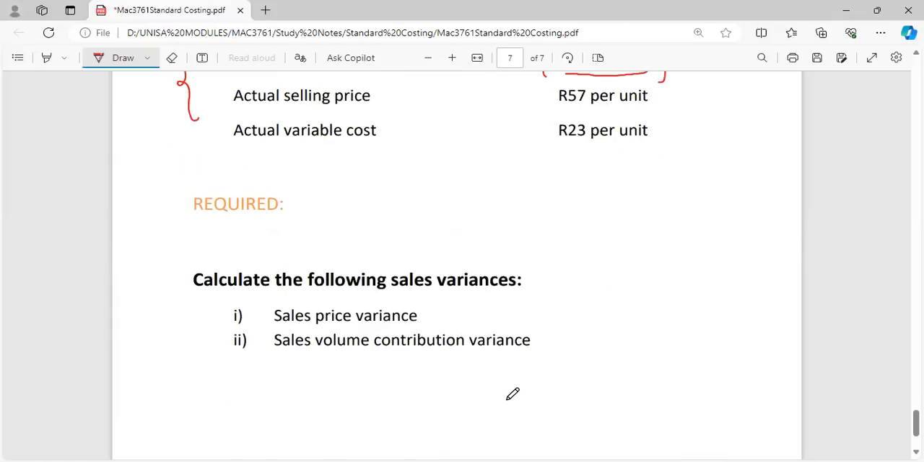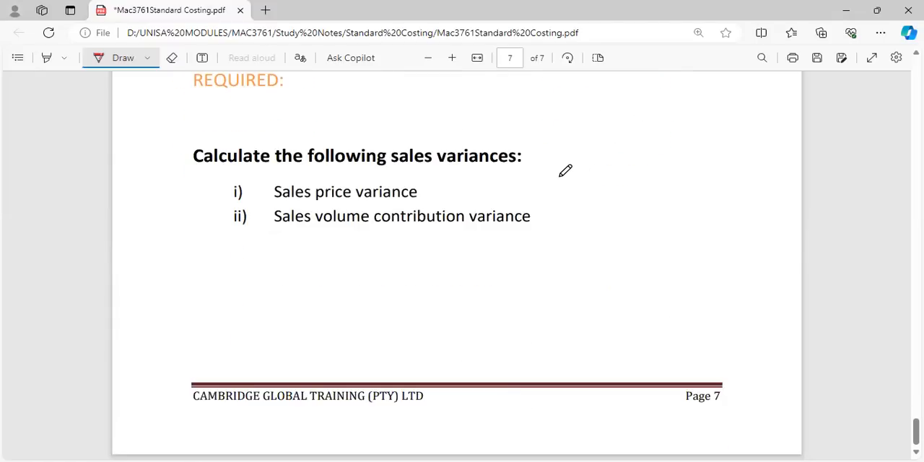So in our sales price variance, what is the formula? Sales price variance. What are we going to figure out as a formula? Is this not actual price minus standard price, times actual quantity? So let me just write it. So let's look at the actual price from our question.